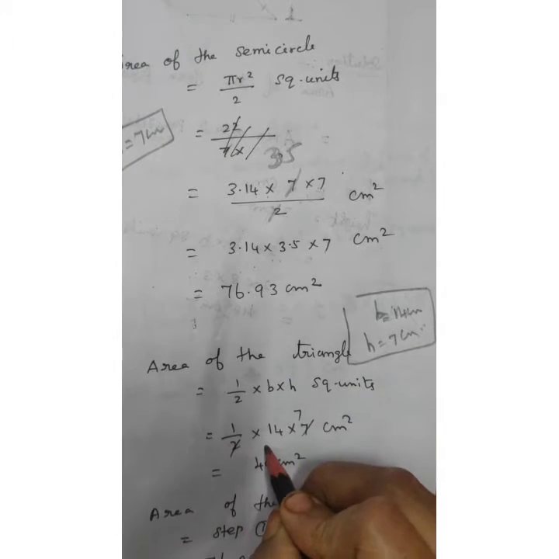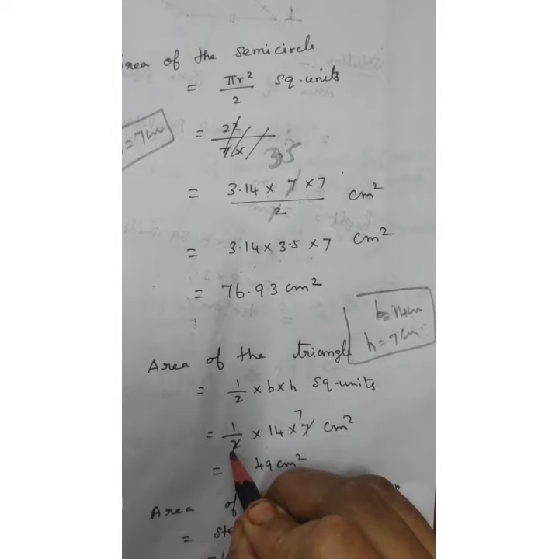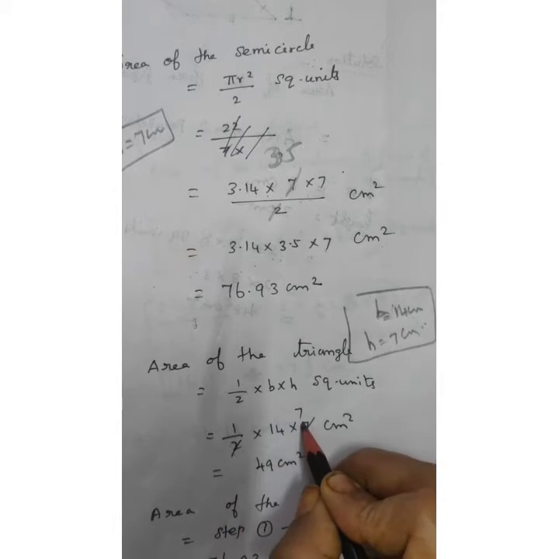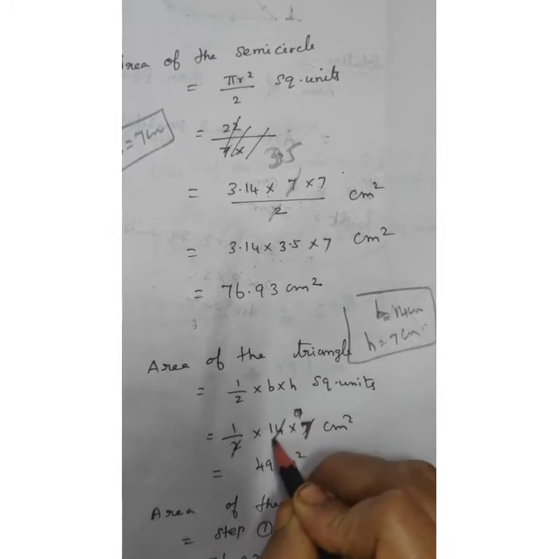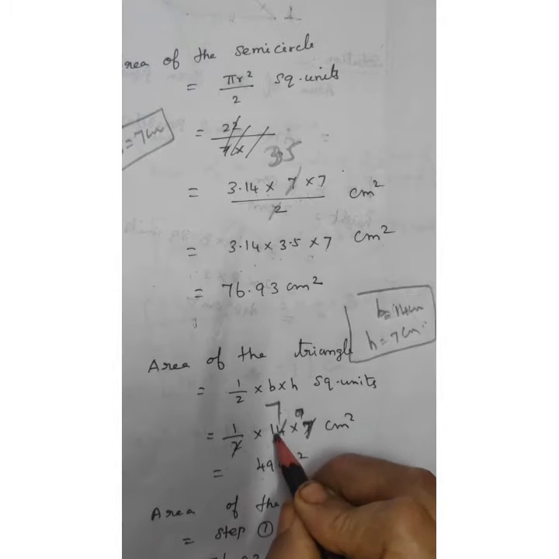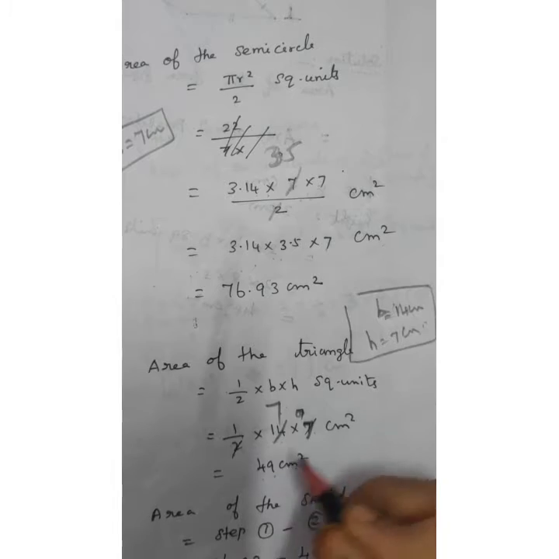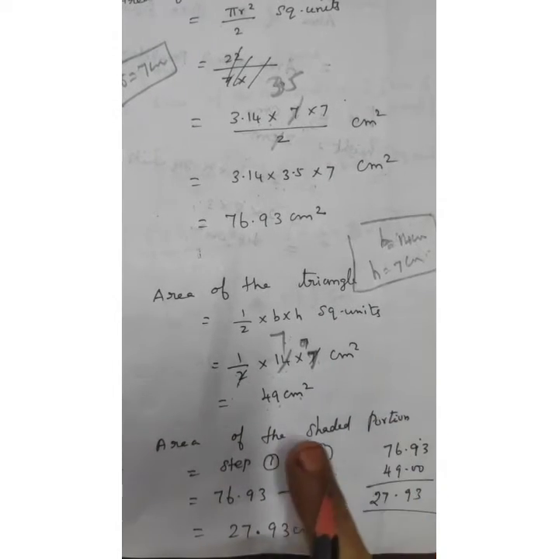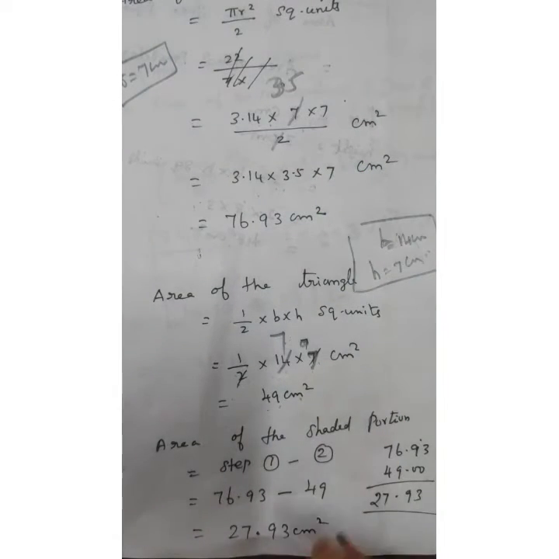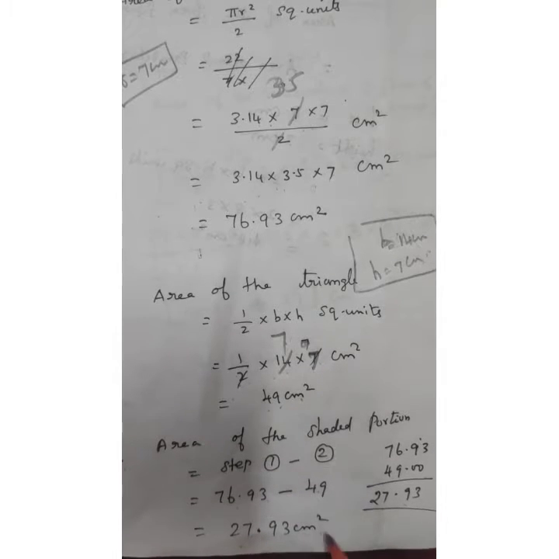Substitute these two values here. 1 by 2 into 14 into 7. 1 2 is 2. 7 2s are 14. 7 7s are 49 centimeters square. 14 only we strike out, this can't be struck out. So 7 2s are 14, 7 7s are 49. Area of the shaded portion, step 1 minus step 2. 76.93 minus 49, we get the answer equal to 27.93 centimeters square.